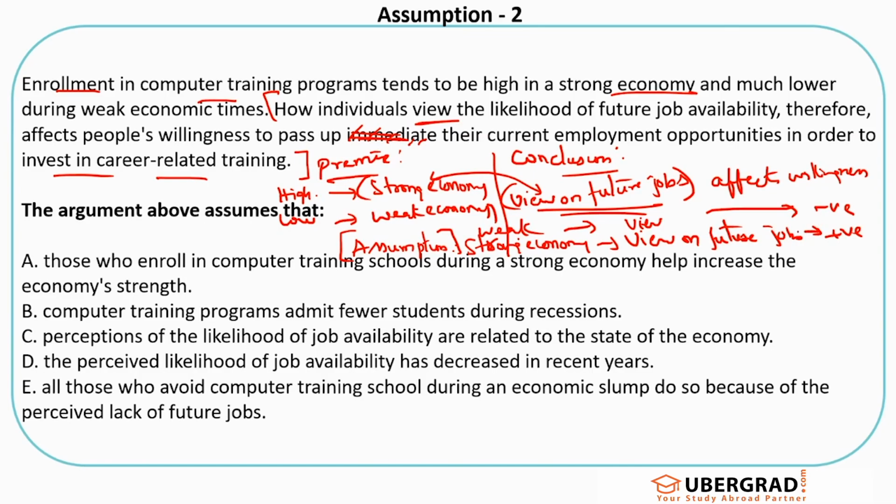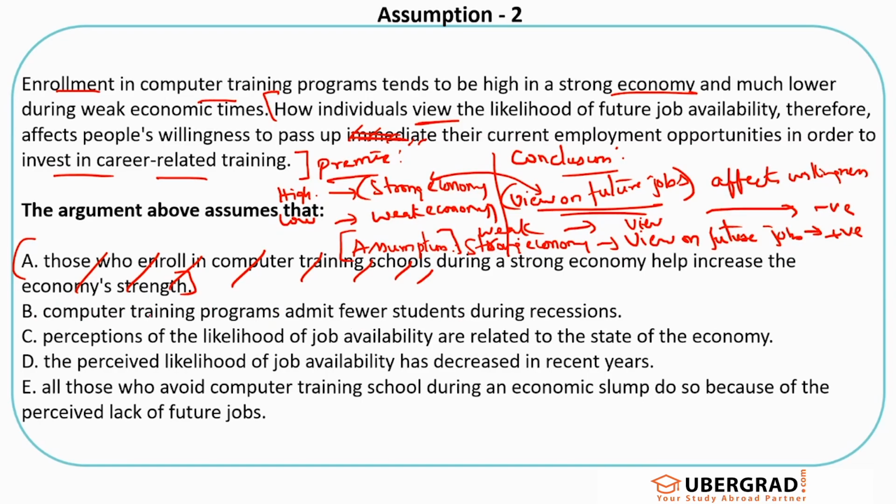That means there's a link between the view on future jobs and the economy that is missing in the entire passage. We need to assume that a strong economy will give you a positive view on the future jobs. That's obvious, right? That's sort of how we generally feel also. But the weak economy gives a vibe that it's not a good time to get a job, or maybe it's not easy to get a job. So you'll have a negative mindset towards it. So now let's try to see the link between the economy and the job view for the people.